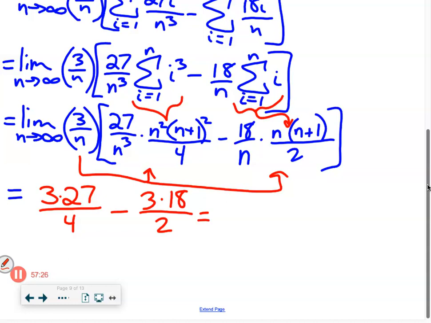So your area, which really isn't area, it's net area. So you have 81 fourths minus 54 halves, or 108 fourths. Let's see, negative 27 fourths is the area of this region. So technically it's the net area.